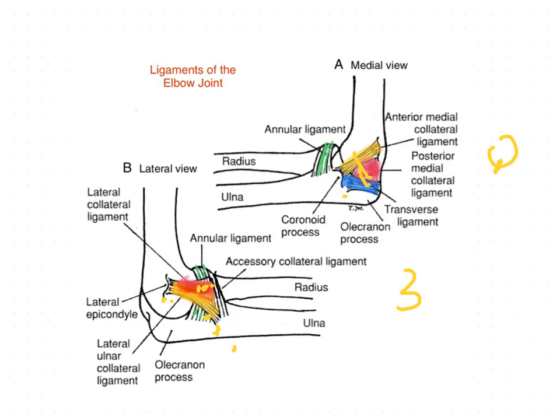So these are all about the joint capsule, structure and their function, and the ligaments, their attachments and their functions. In the next session, we are going to see the function of the elbow joint.